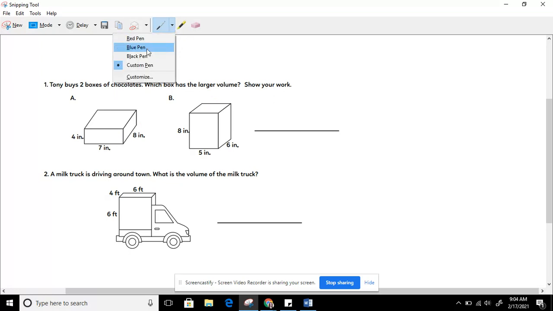Don't forget the equation for volume is equal to the length, and I do a cursive L because if I do a regular L, that could look like a 1. So I do a cursive L for length times width times height. So you might want to write that equation on the top of your paper. Volume is equal to the length times the width times the height. So again, you need to show your work in number 1. You're going to look at each of these boxes and you're going to find the volume.